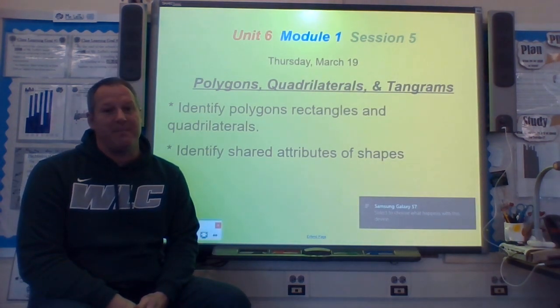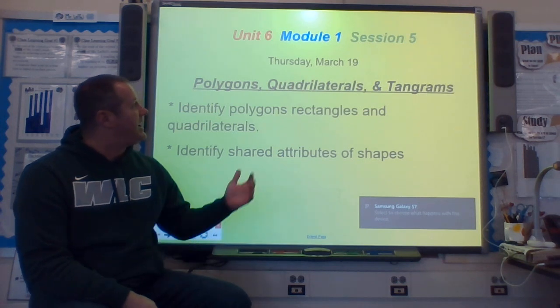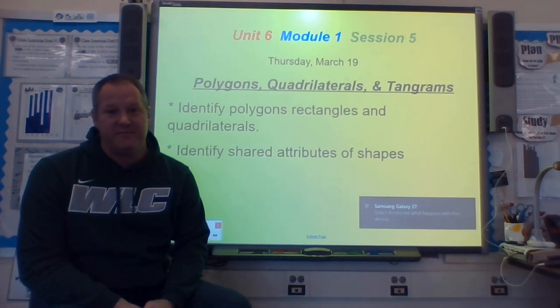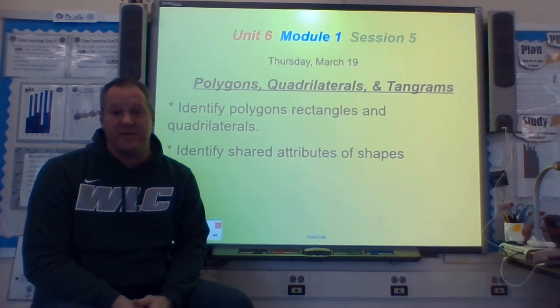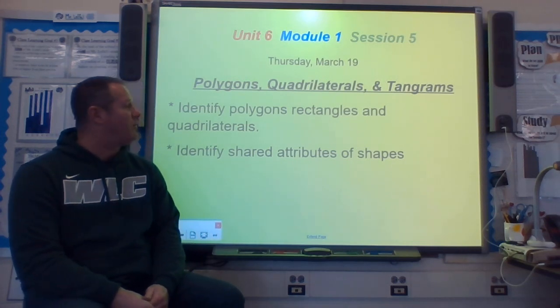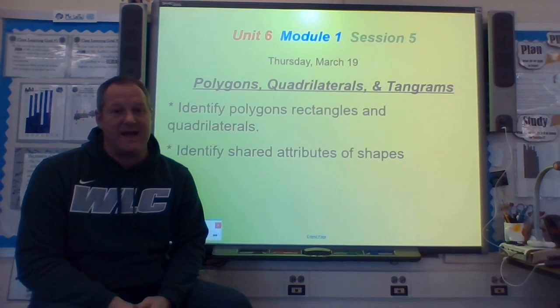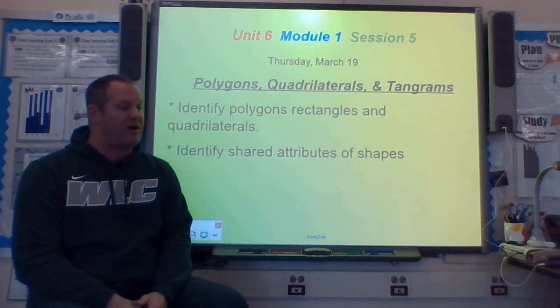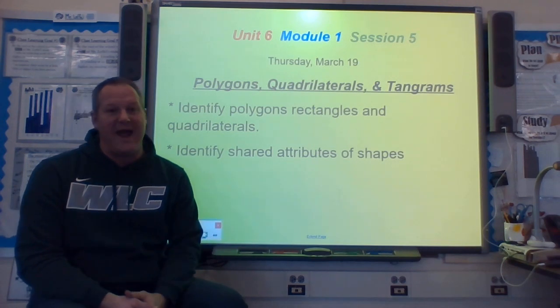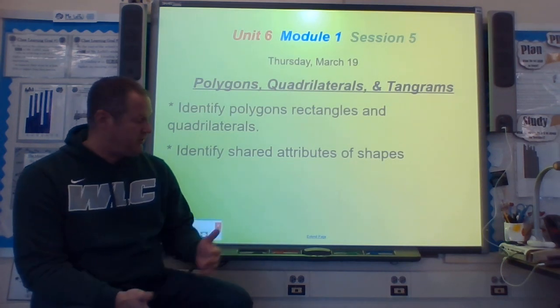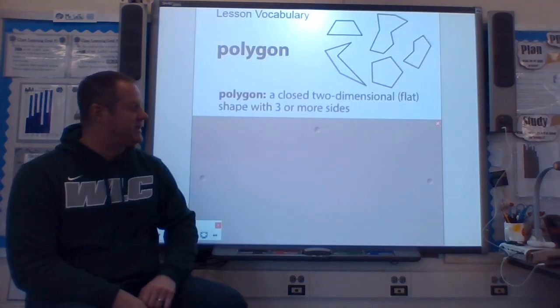So today is Thursday, March 19th, and as you can see, we're on session 5 on polygons, quadrilaterals, and tangrams. In this lesson, what we want to do is identify what polygons are, rectangles, and also some quadrilaterals, and then we're going to identify some of their attributes. So if you're ready to start, we're going to continue.